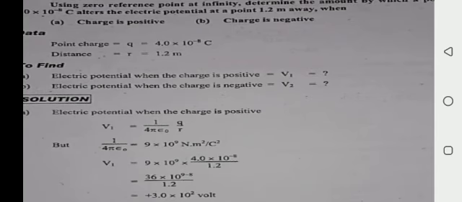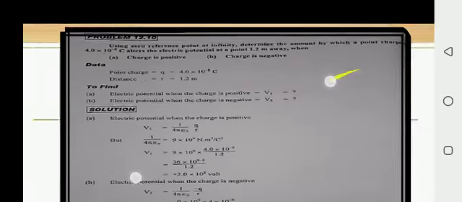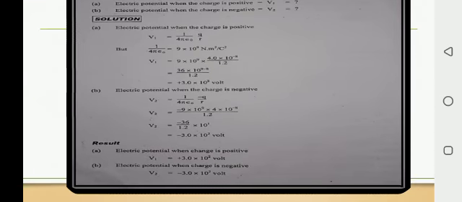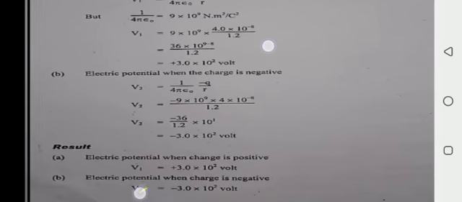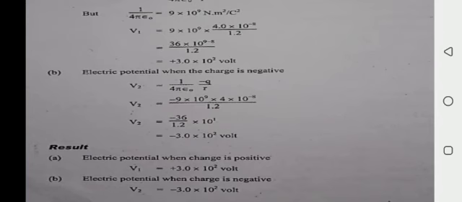To calculate V1, put the value 1 over 4 pi epsilon naught, Q over R. The value of Q is given to you, the value of R is given to you. By putting values, you can easily calculate V1. Now to calculate V2, the electric potential when the charge is negative, in place of Q write here minus Q, and use the same method.